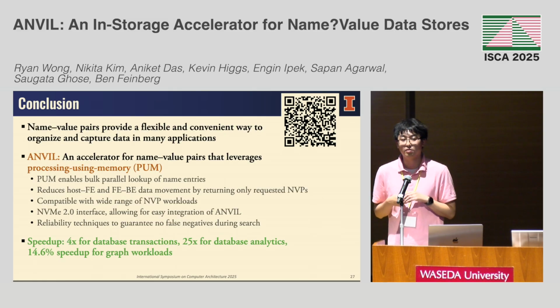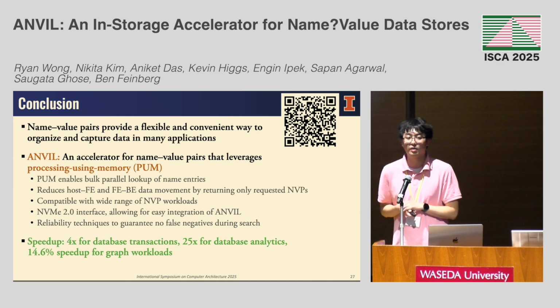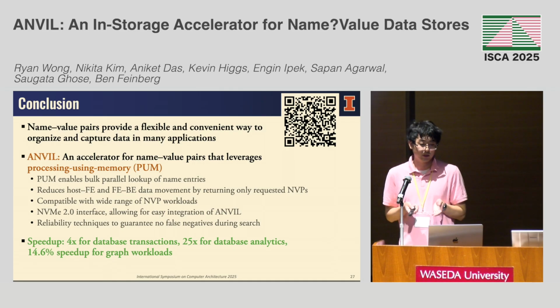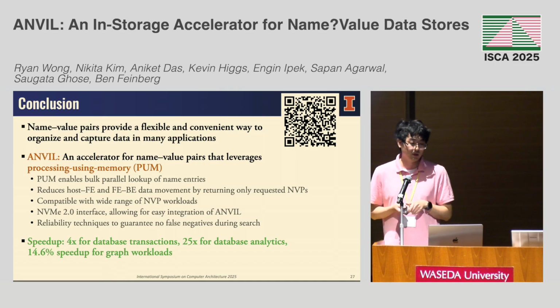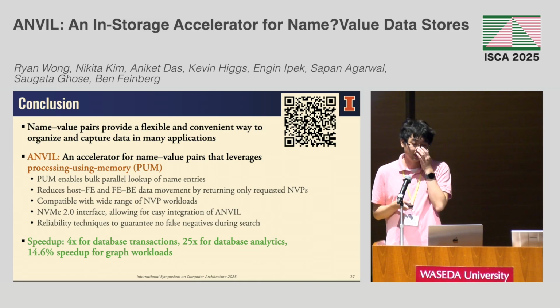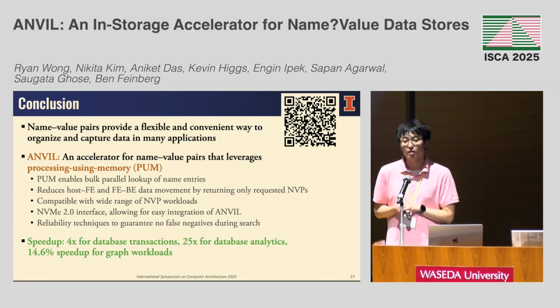Today, I described to you ANVIL, an accelerator for name value pairs that leverages processing using memory to reduce data movement overheads. Using ANVIL, we are able to achieve a 4x, 25x, and 14.6% speedup for database transactions, analytics, and graph workloads, respectively. Thank you.